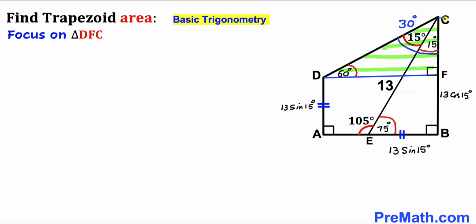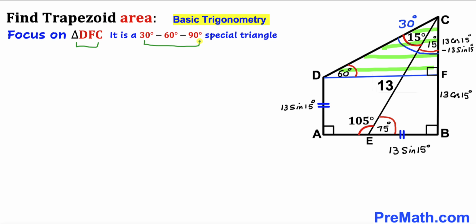And now let's make an observation. We can see that this whole side length BC is 13 times cosine of 15 degrees, and this side length AD is 13 times sine of 15 degrees. So therefore this side length FC is going to be 13 cosine of 15 minus 13 sine of 15 degrees. And now we can see that this right triangle DFC is a special 30, 60, 90 triangle.